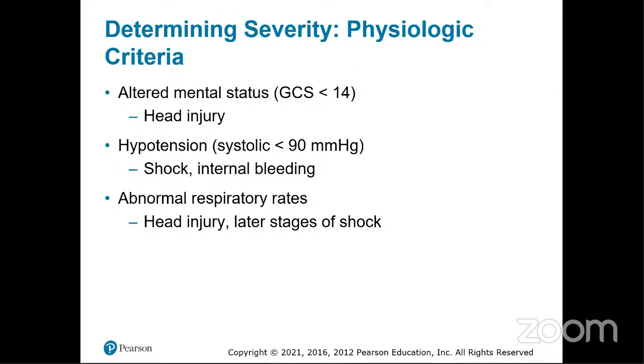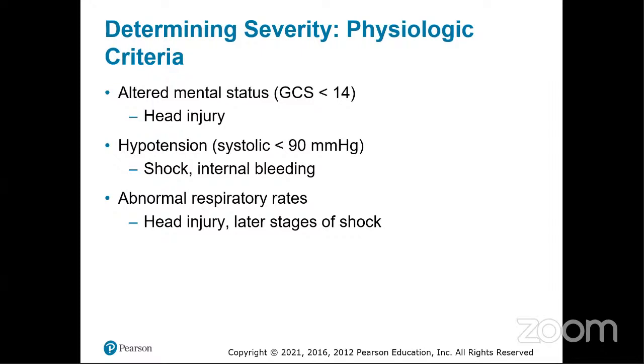So determining the severity. Oh, did I tell you? GCS is 15. The revised trauma score is 12. I told you that wrong. I guess I could have added up and did math. Remember how I said Excel does all my math lately?